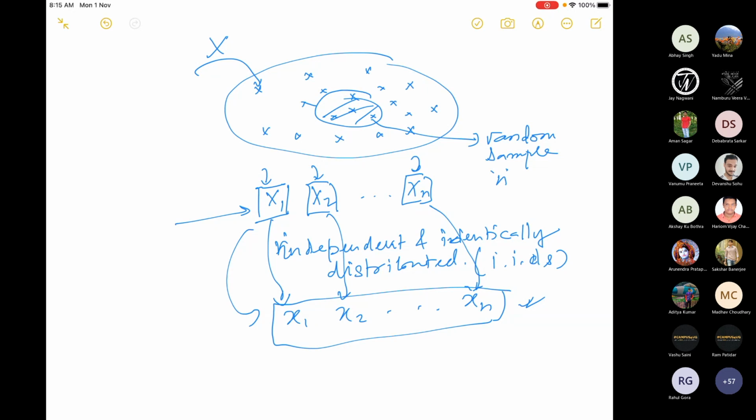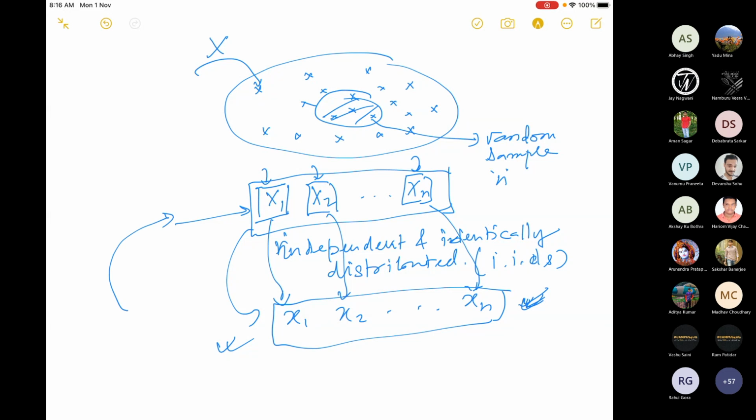So the question is now, based on these data points, or treating these as IIDs, can I define something which can enable me to talk about the entire population? For example, if I take this particular sample, I can calculate its mean. I can calculate the mean of these numbers small x1 to small xn, or the variance of these numbers, and so on.